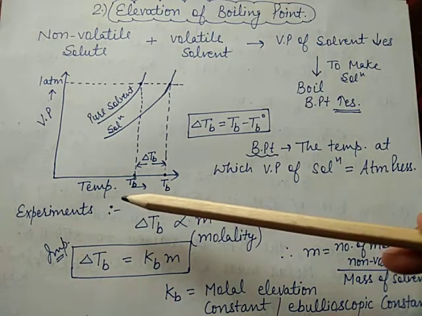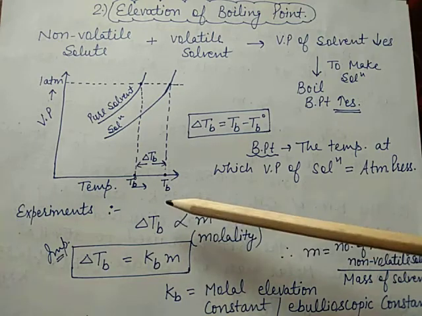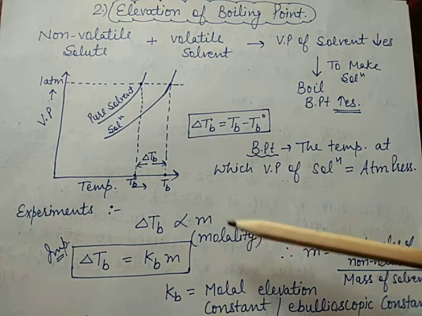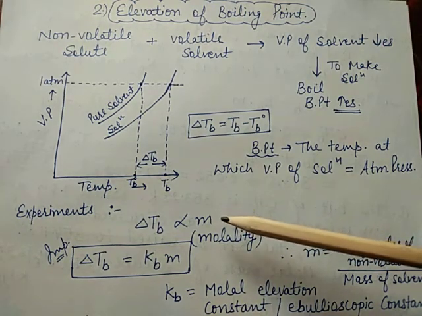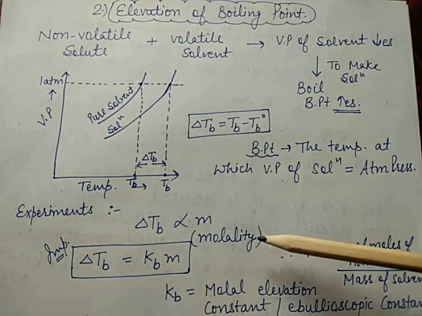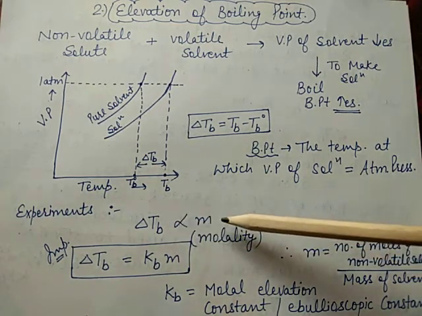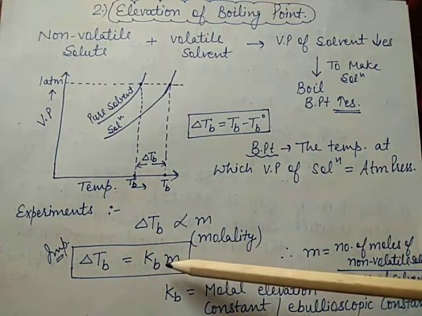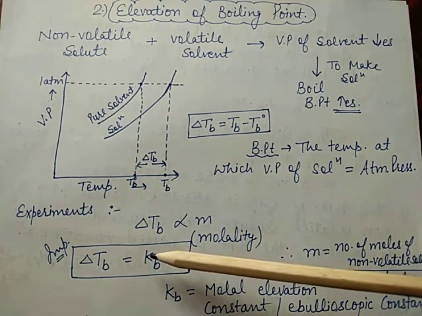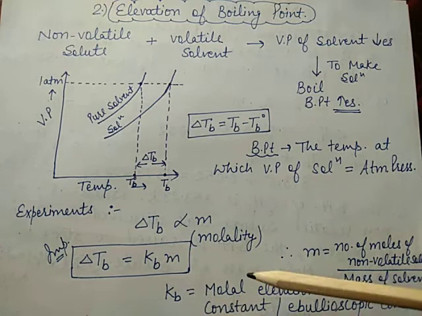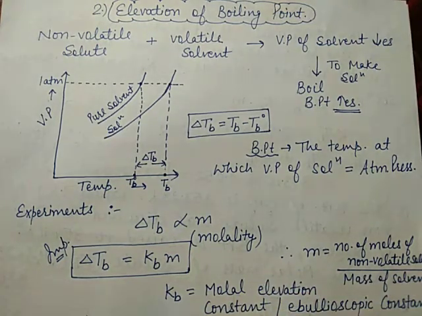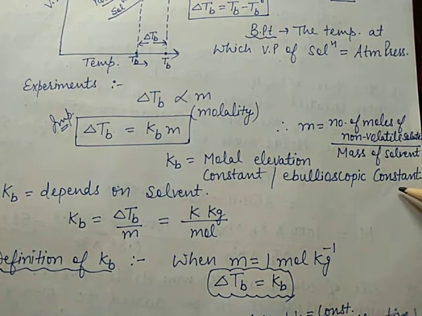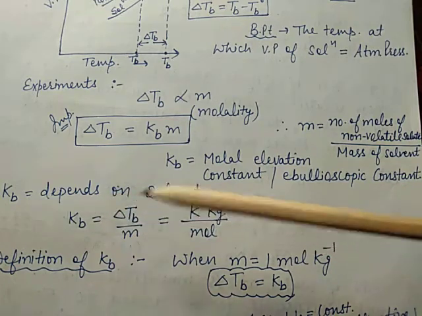For a dilute solution, it has been found that the elevation of boiling point is directly proportional to the molar concentration of solute in the solution, that is molality. Delta Tb is directly proportional to m. Delta Tb is equal to Kb into m, where Kb is a constant. It is also called the molar elevation constant or ebullioscopic constant. Kb depends on the solvent.